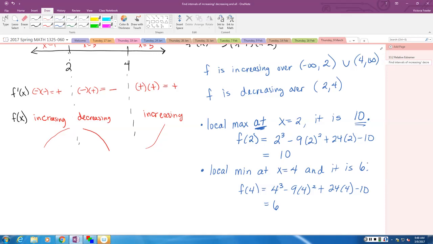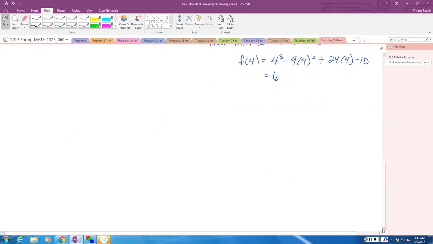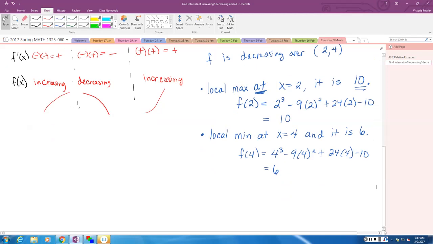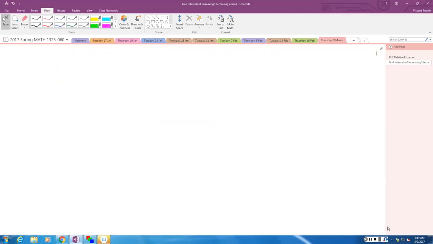So we found intervals of increasing and decreasing, and then we found the relative extrema. So does this seem pretty doable? Okay, it is pretty doable, especially with polynomials. So let's get into some where it's going to be a little bit trickier. Any questions? Okay. All right, let's do it again.